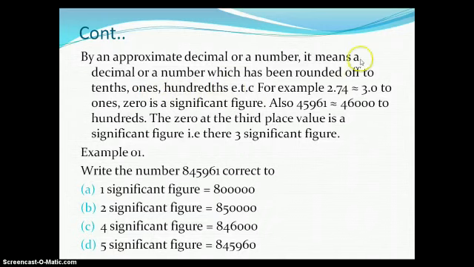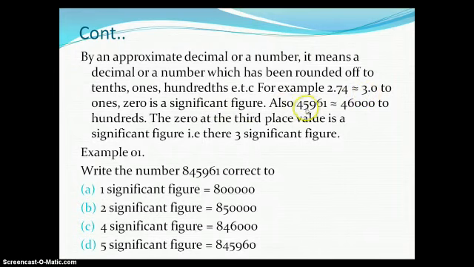Take an example, for instance, 2.74. If this is rounded to ones, meaning the required position is one digit, the digit to the right is 7, so 1 will be added, from which you get 3.0. This 0 will be counted as a significant figure because it is written at the end of an approximate decimal or approximate number.